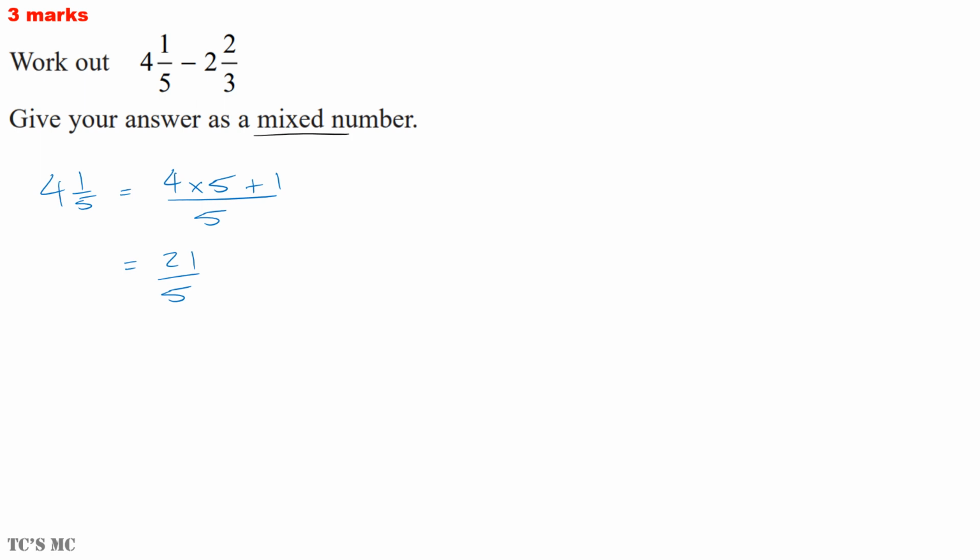Do the same with 2 and 2/3. Whole number multiplied by denominator, add on numerator, and the denominator stays the same. We end up with 8/3. Now we can rewrite the question. It is 21/5, subtract 8/3. Now we have 1 mark.